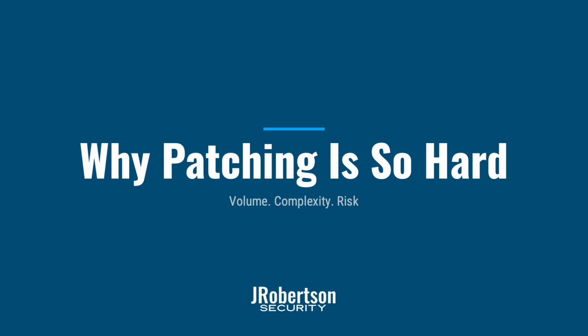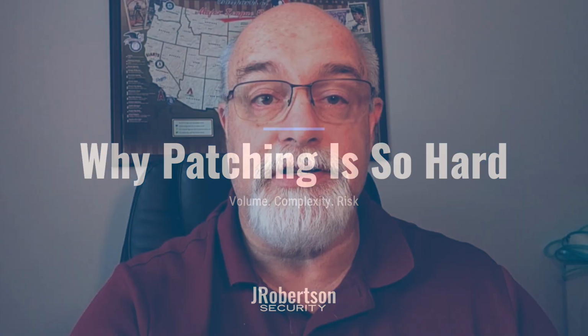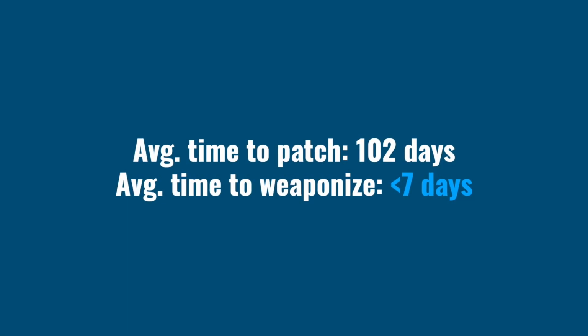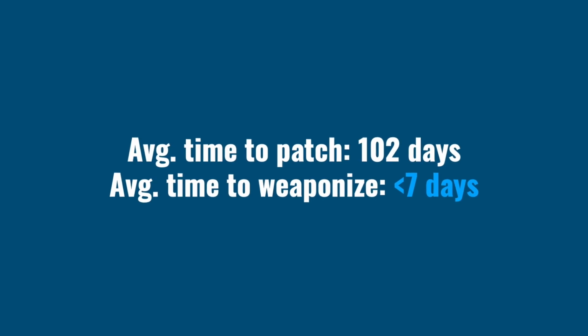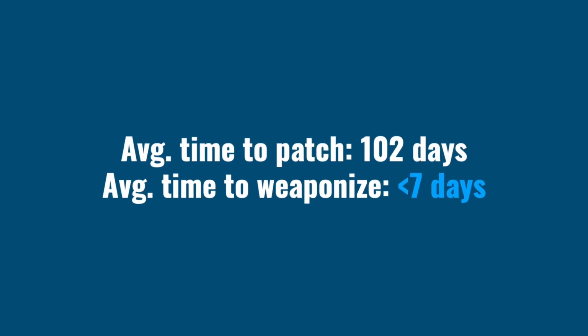There's risk. Patches themselves can cause outages. I've personally seen a patch take down a domain controller. In 2018, a Windows 10 update flat out deleted user files, so Microsoft had to pull it. On average, high-end critical patches are applied in 102 days from being issued. Attackers take less than 7 days to develop an exploit.